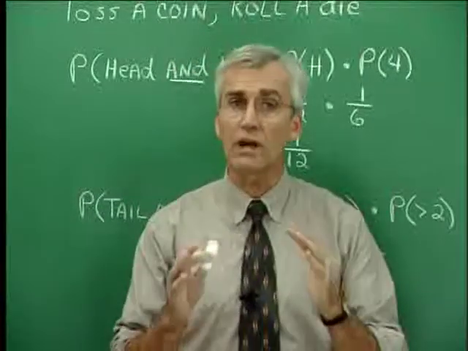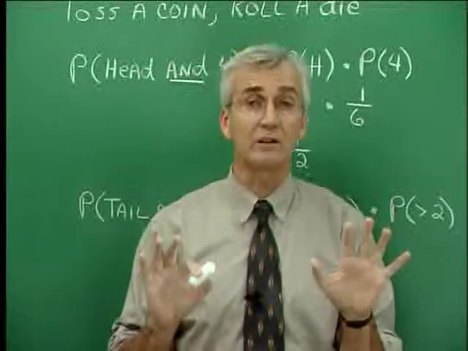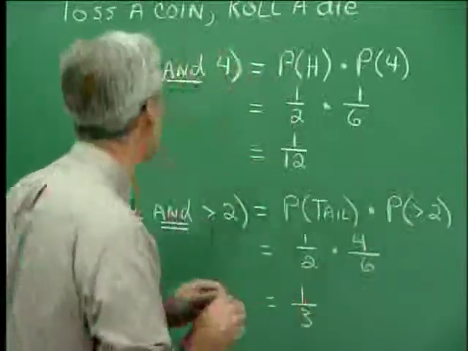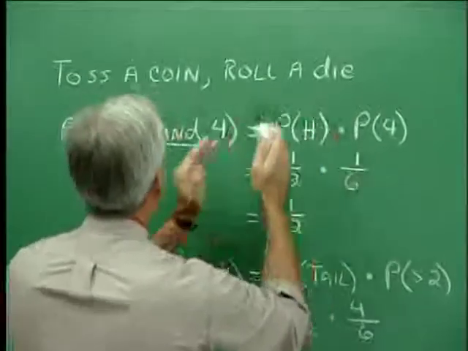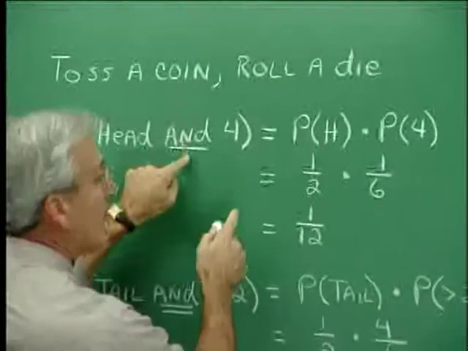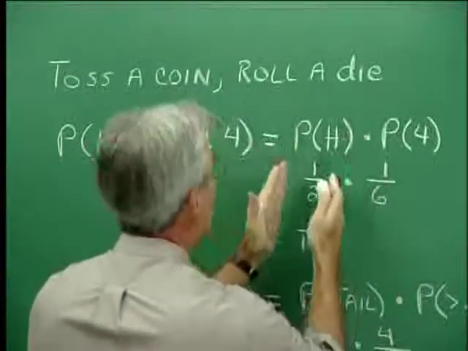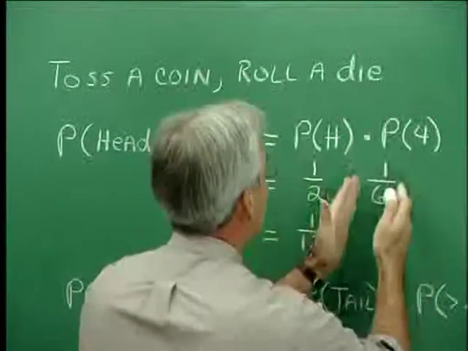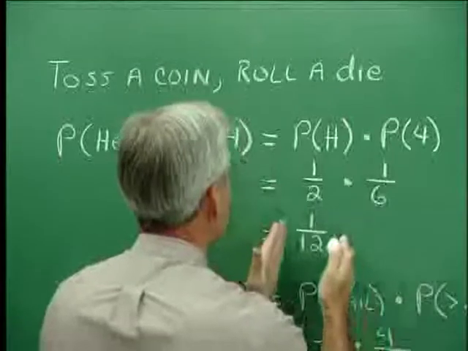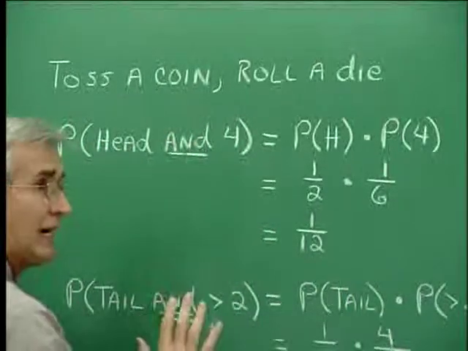And the separation is to figure the separate probabilities and just multiply them. Here's what I'm talking about. Here we calculate the probability of head, and then we multiply times, because of and, the probability of 4. The probability of a head in tossing a coin is 1 in 2. The probability of rolling a 4 on a 6-sided die is 1 in 6. Multiplying those two, we get 1 in 12, as we might expect. Okay, so that's the idea.